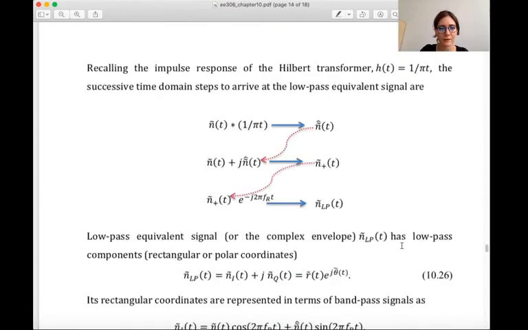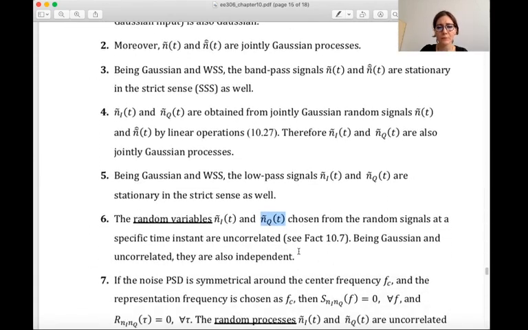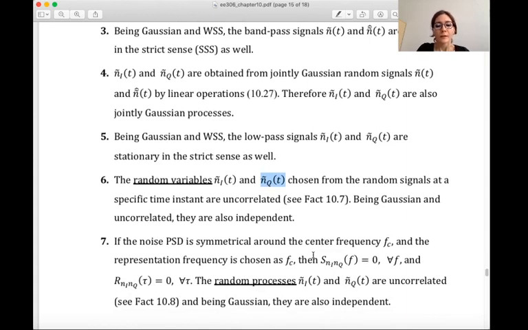This is what the sixth property tells us. Now, in the general sense, you can't conclude that Ni of t and Nq of t are independent random processes. You can't say it in general unless you make a certain assumption, and the assumption is that the bandpass process N of t has a power spectral density that's symmetric around the center frequency Fc.